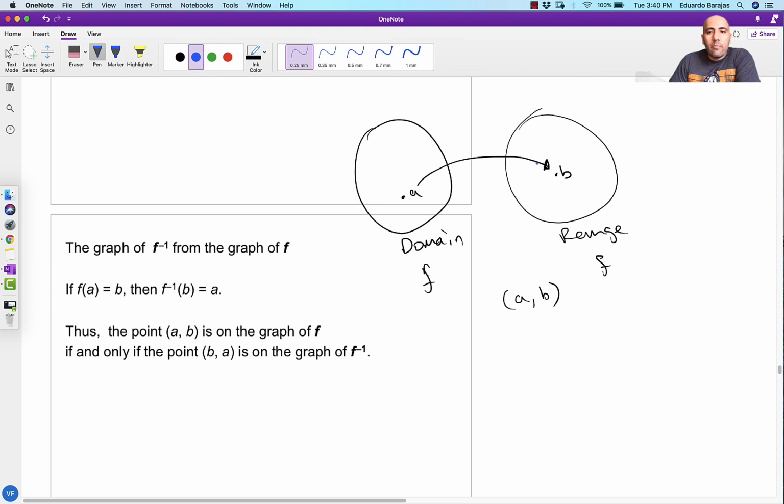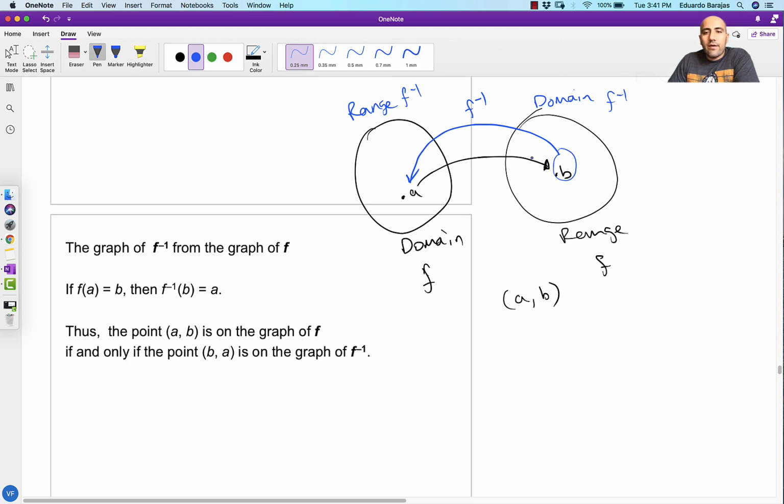But now if we want to go backwards, that means we start there and we plug it into the inverse function. It takes us back to where we started, meaning that this is the domain of f inverse, and this guy is the range of f inverse. Another language instead of domain and range is input-output, right?